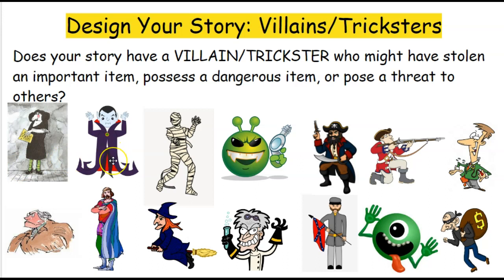So our first question: does your story have a villain or trickster who might have stolen an important item, possess a dangerous item, or pose a threat to others? Types of villains or tricksters might be a literary character like over here. They might be some sort of fantastical character like a witch, a mad scientist, a mummy, or an alien. It might be a historical type of figure, like a pirate, a redcoat in the Revolutionary War, or a Confederate soldier.